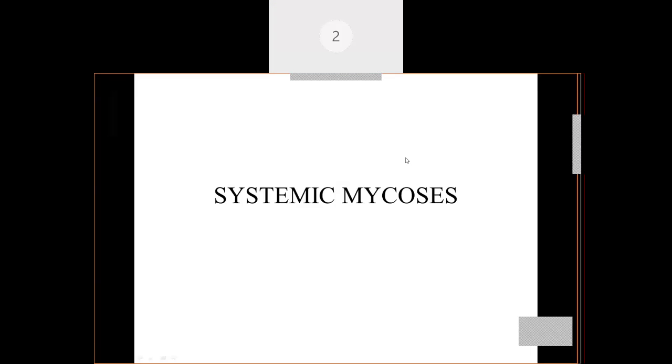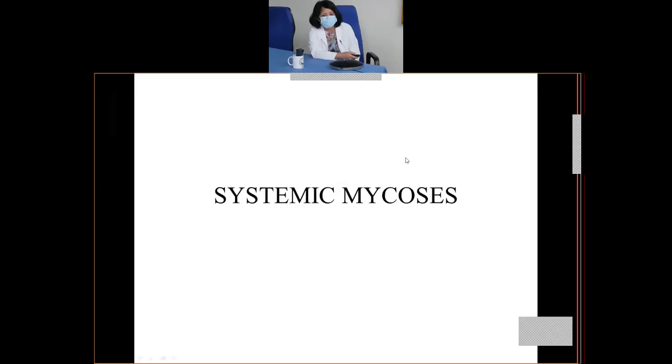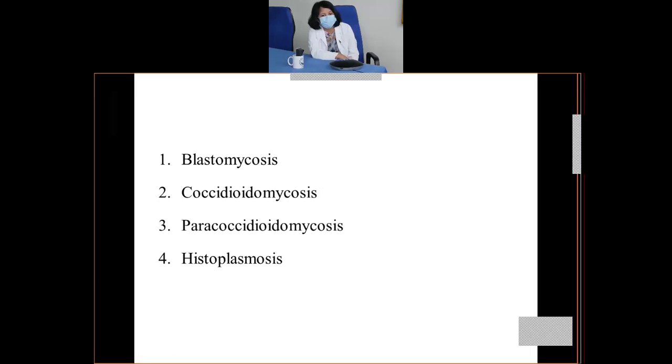So we're going to do a topic on systemic mycosis, meaning all those fungal infections which actually cause systemic disease. These are the different fungal infections which cause systemic infections. Number 1 is blastomycosis. Number 2, coccidioidomycosis. Number 3, paracoccidioidomycosis, and histoplasmosis. So they are very, very important because this question can come as a short note or even a long question.